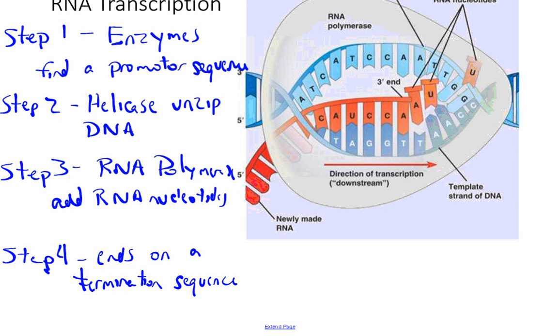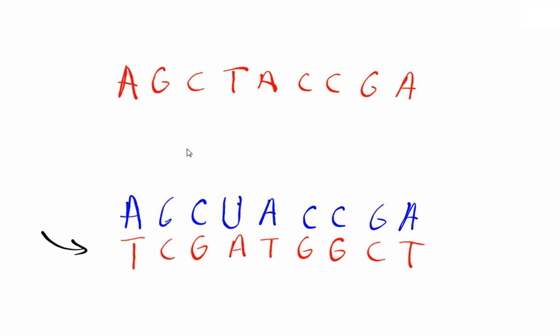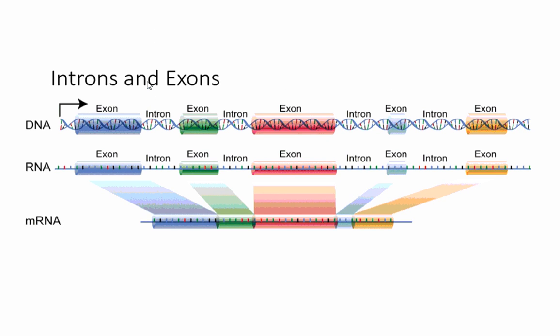There's a particular sequence of nucleotides that signals the termination of this RNA, and it stops making, and you have this loose RNA molecule. Well, 3 more things need to happen to this RNA molecule before it is final. The first thing is that the introns are removed and the exons are joined together. What are introns and exons?